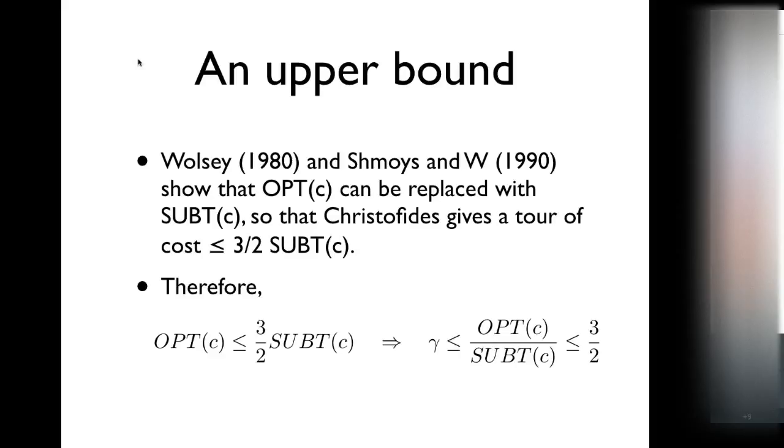So what we end up showing is that Christofides produces a tour which is within 3/2 of the cost of the Subtour LP. So certainly the optimal tour is going to be within 3/2 of the Subtour LP. And that proves that the integrality gap is always going to be at most 3/2.